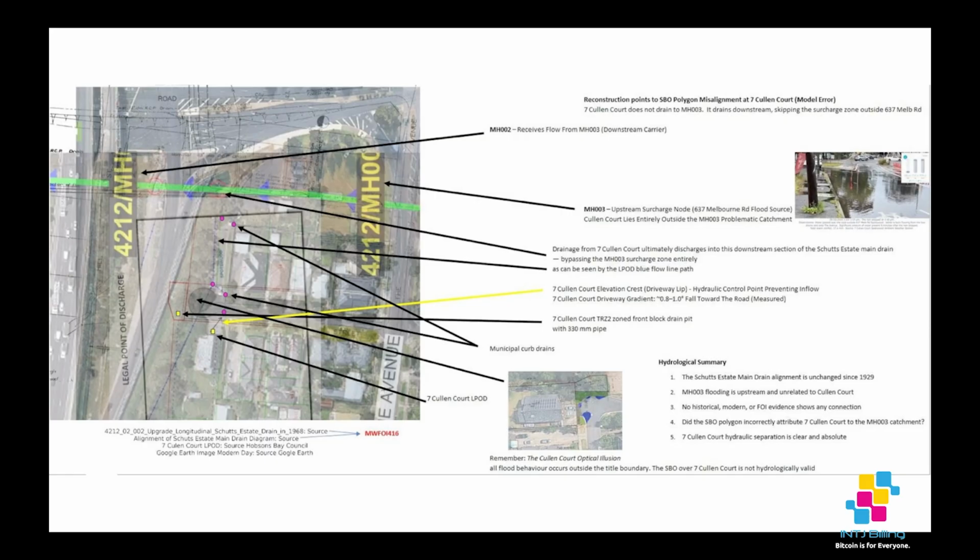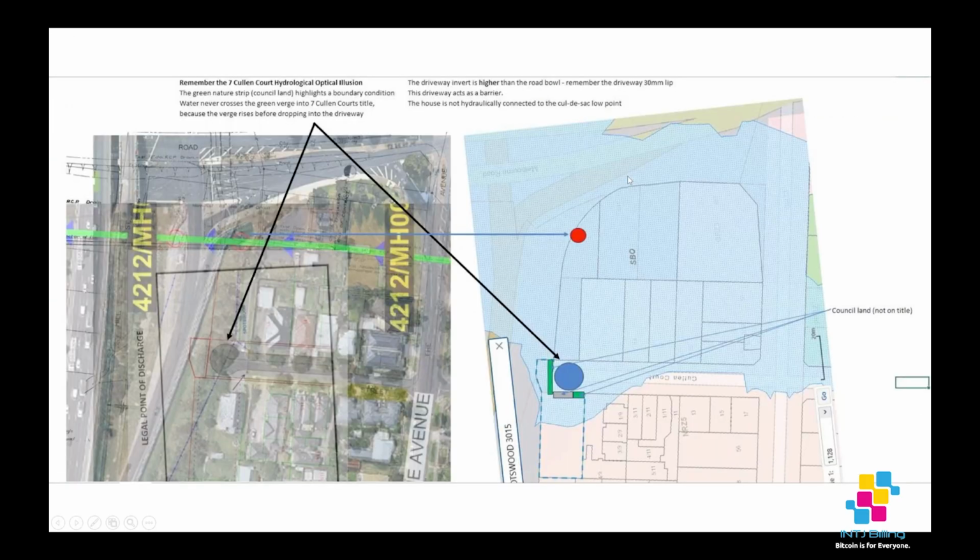So I've got one more graphic here. What I've done here is I've taken our collage on the left, and then I've taken the SBO. Here's our blue polygon. Now I've turned this graphic to the side so that it lines up with this. I would have put this one over the top of this one, but it was too much information for one collage. But looking at this, just remember we've got the 7 Cullen Court hydrological optical illusion.